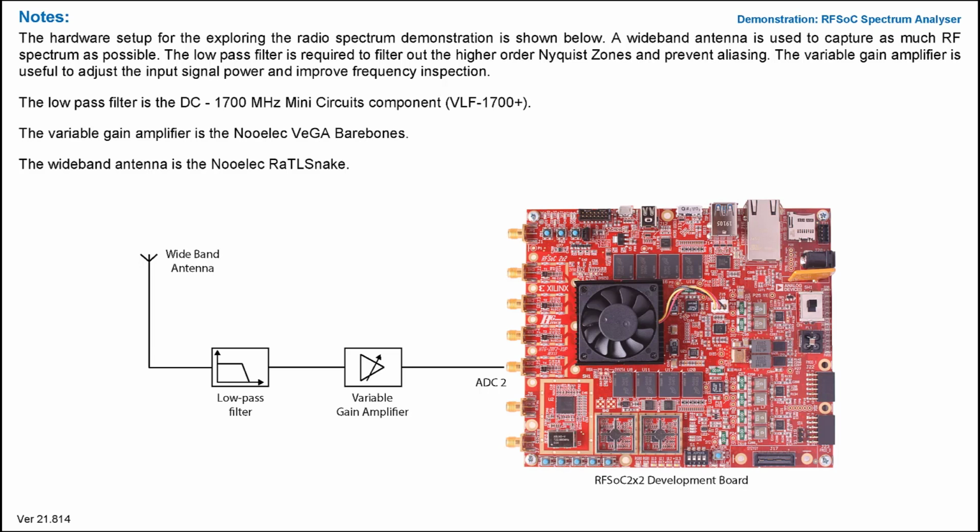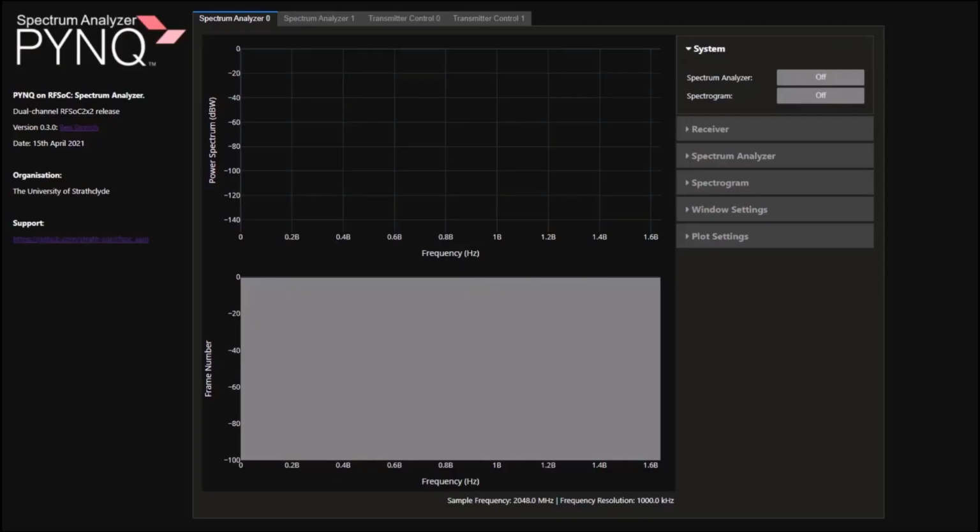The low-pass filter is a DC to 1700 MHz Mini-Circuits component. The variable gain amplifier is the Nuelec Vega barebones module. And the wideband antenna is a Nuelec Rattlesnake. The diagram on the screen presents the hardware setup for the following demonstration.